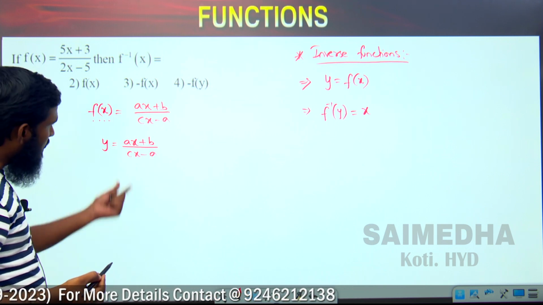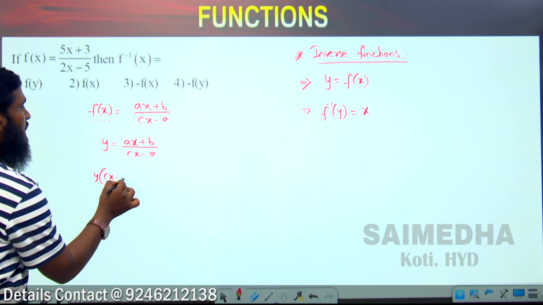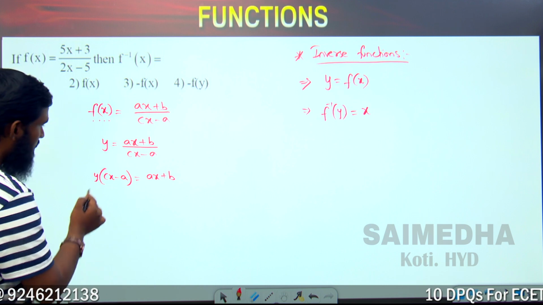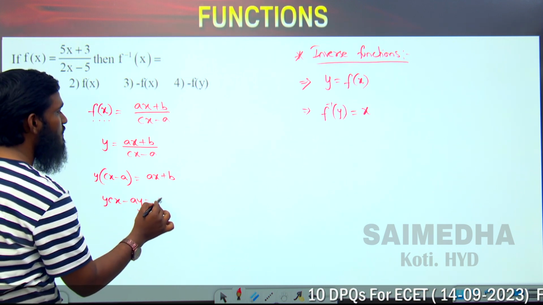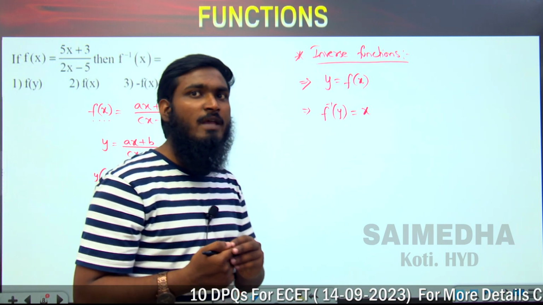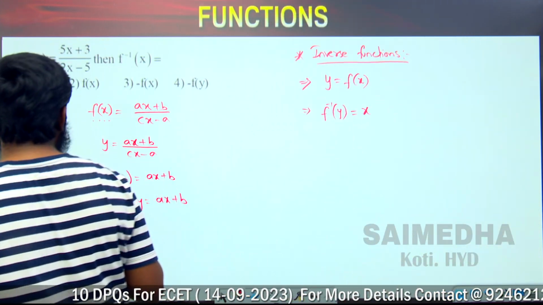Now we are sending this denominator over, so y times (cx minus a) is equal to ax plus b. Now let us multiply this part. This gives cxy minus ay is equal to ax plus b. Now what we are finding is the x value. So let us find the x value.